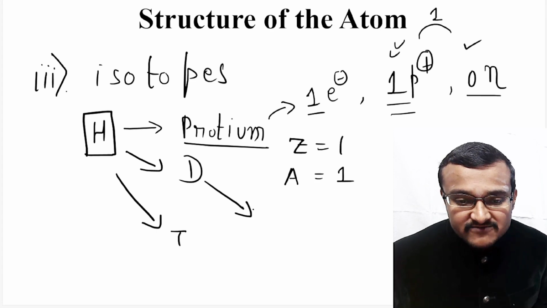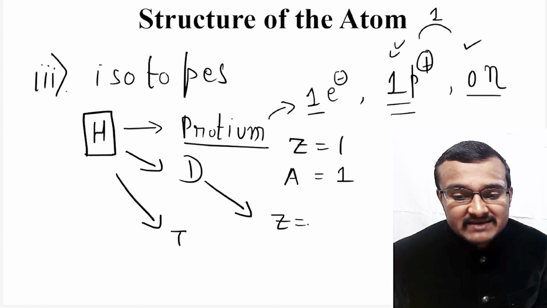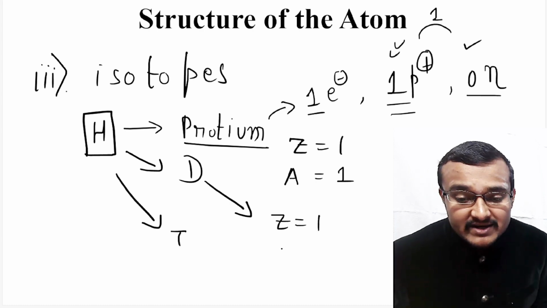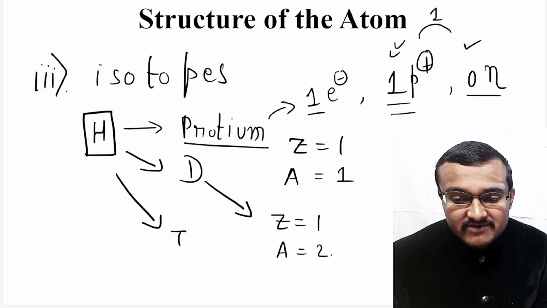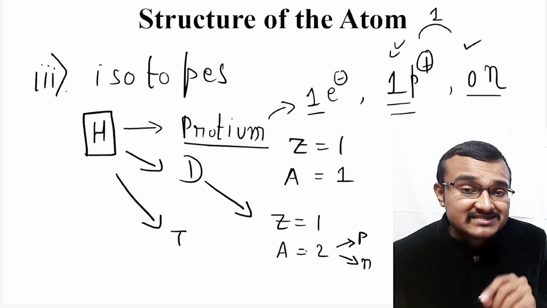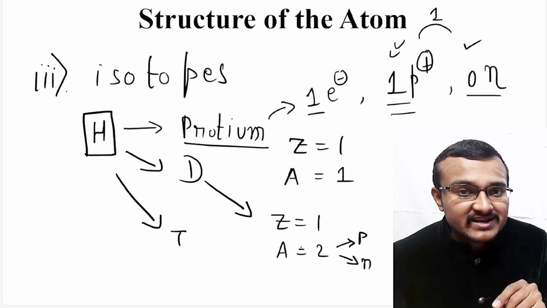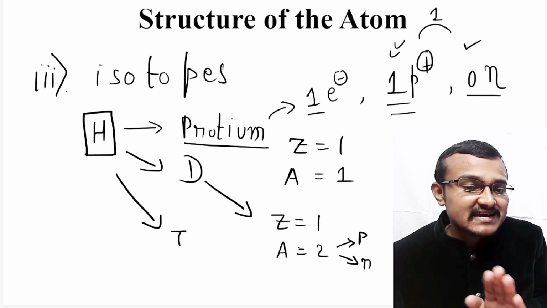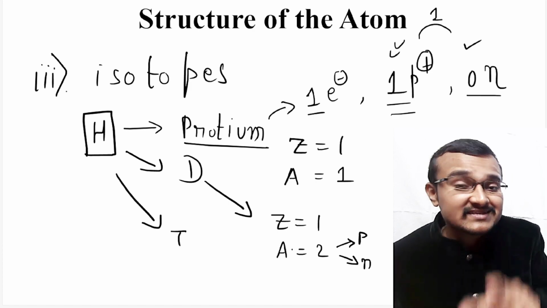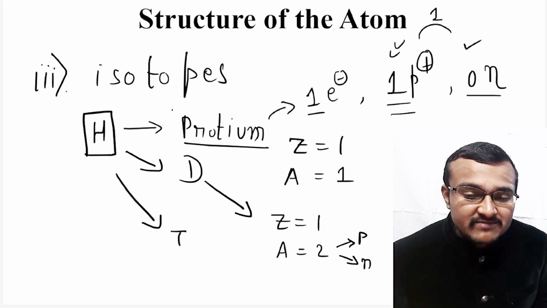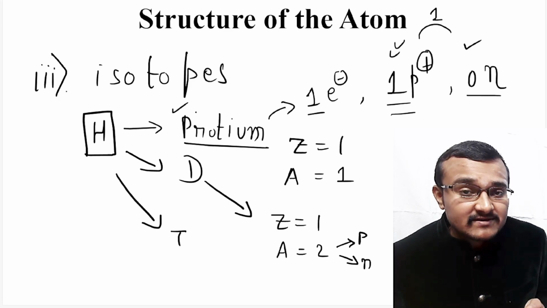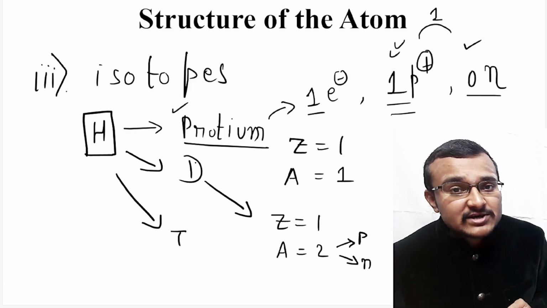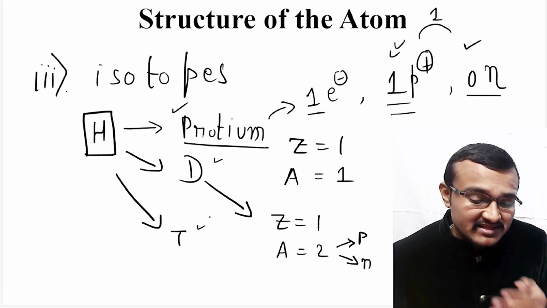But if you consider deuterium, here the atomic number will be the same, that is Z will always be 1 only, but the atomic mass number will be equal to 2 for deuterium. That means here 1 proton is there and 1 neutron is there. So that's why the atomic mass number is 2 for deuterium, but the atomic number is still 1. So that's why this element is also hydrogen only, but this is an isotope of hydrogen. Almost more than 99% of hydrogen exists as the protium isotope. Less than 1% of hydrogen exists as deuterium and tritium in nature.